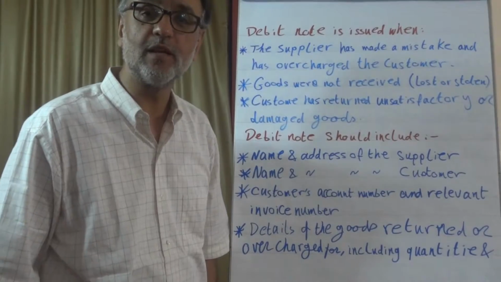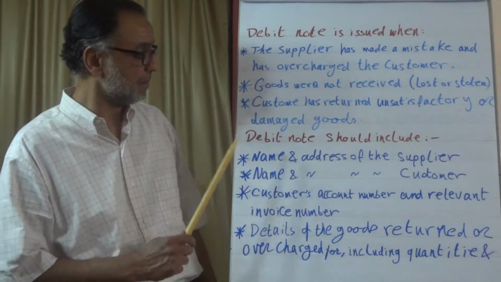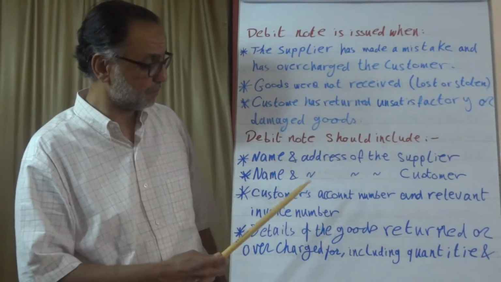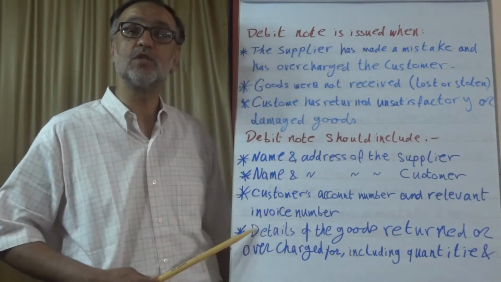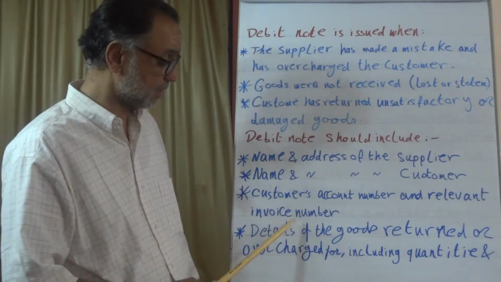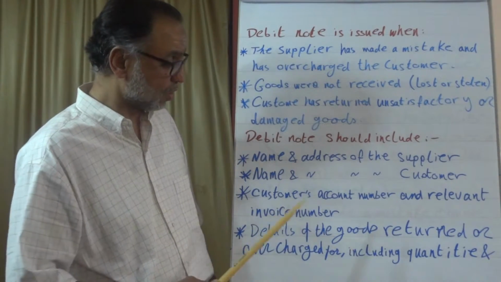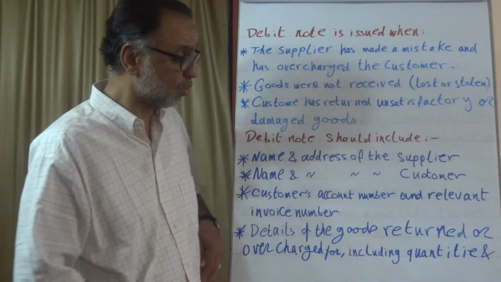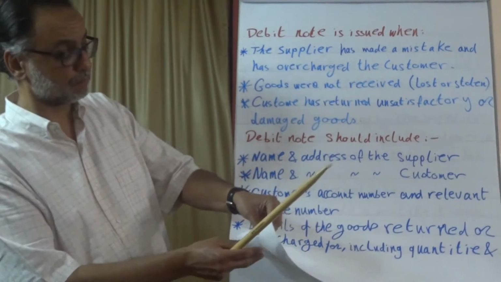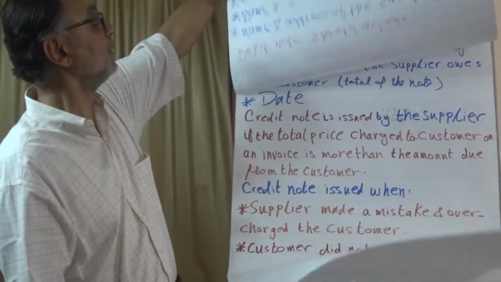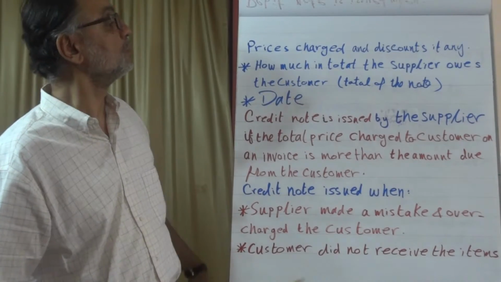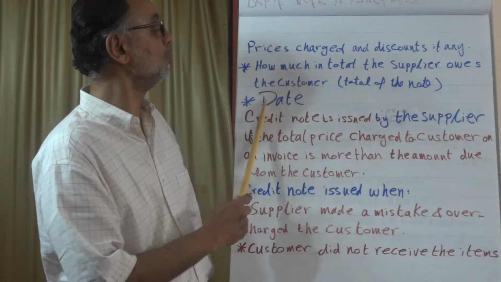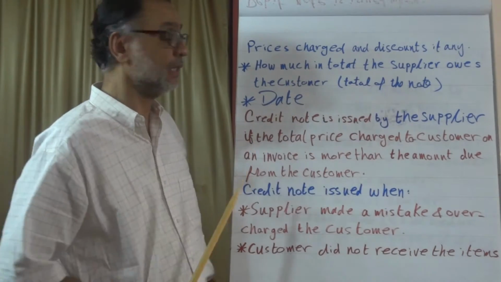Debit note should include certain information. This information is the name and address of the supplier, name and address of the customer, account number, and relevant invoice number. This will help the supplier to trace the request. Details of the goods returned or overcharged for, including quantities, prices charged and discount if any. How much in total the supplier owes the customer, total of the note, and the date.